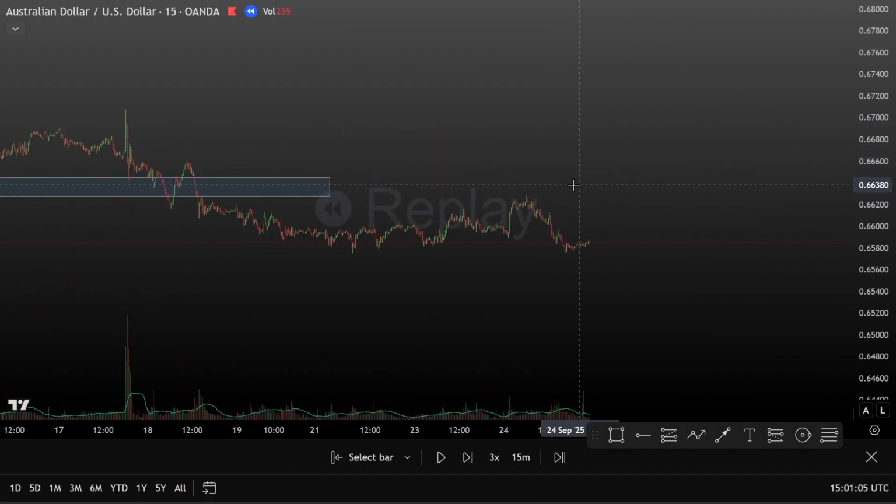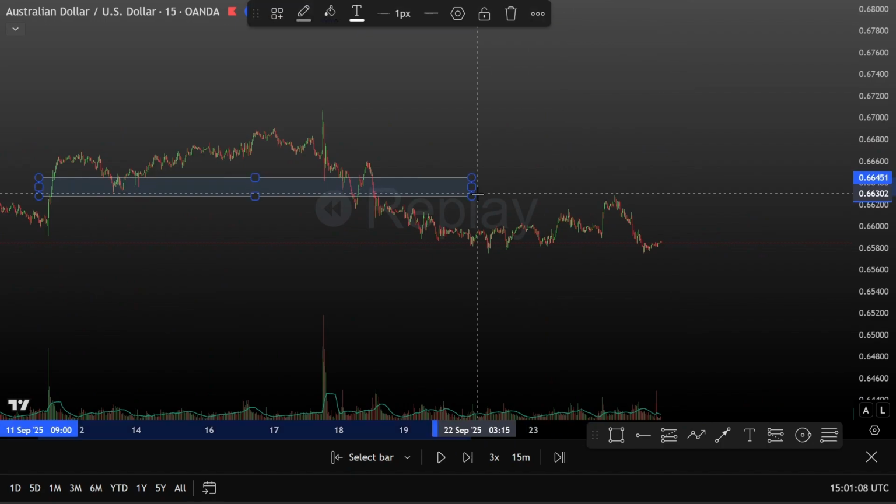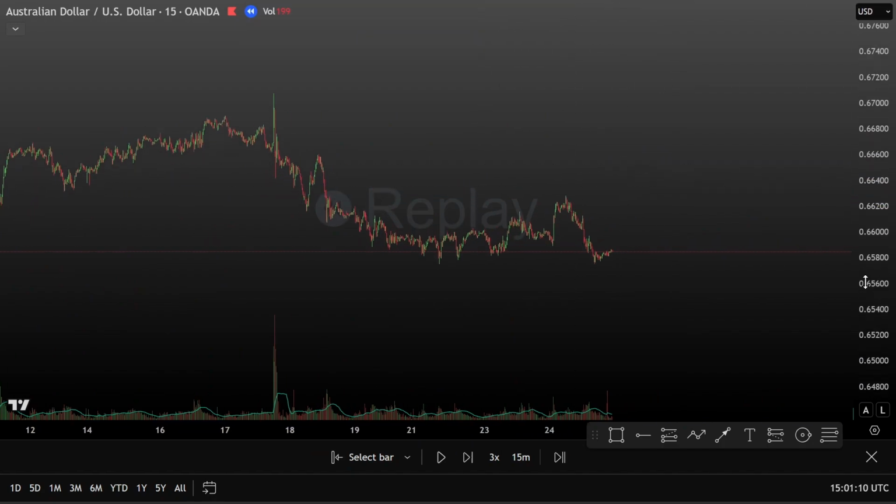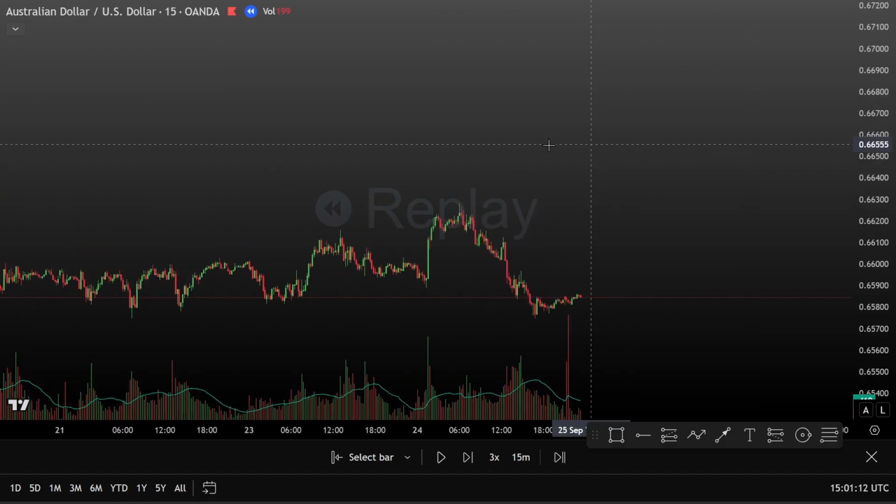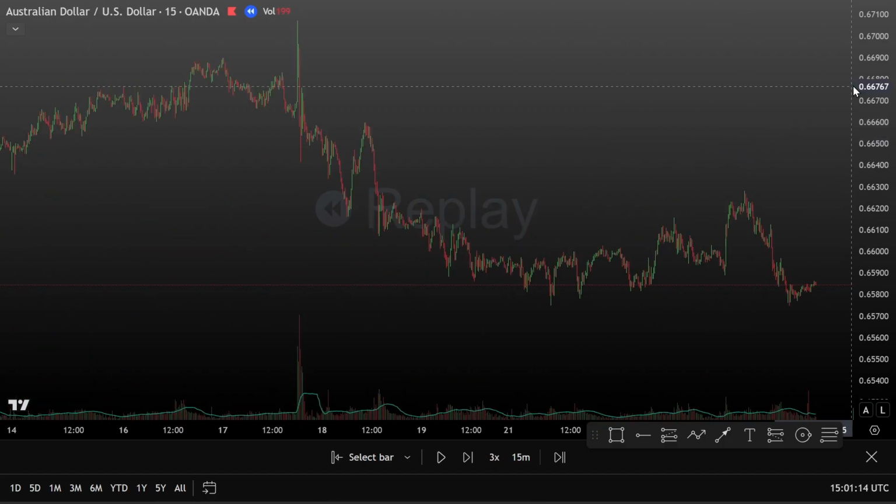To refine the entry, we move down to the M15 timeframe. Here, the downtrend is also very clear, consistent with the H4 chart.